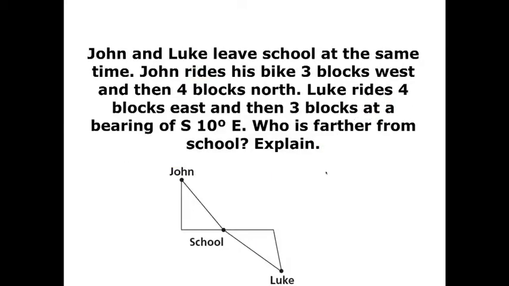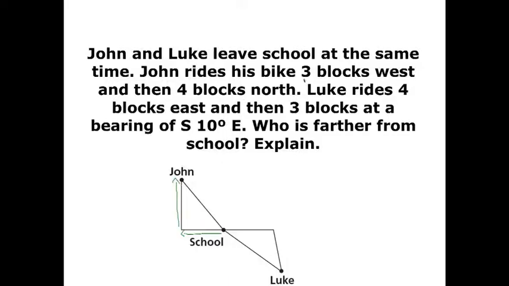Okay, a little application problem. John and Luke are leaving school at the same time. So they're starting at school. Now what John is going to do is bike 3 blocks west. That would be this way. And then he's going to ride 4 blocks north. So he's going 3 blocks and then 4 blocks.